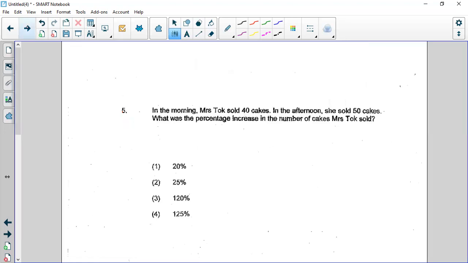Okay, in the morning, Mrs. Stock sold 40 cakes. In the afternoon, she sold 50 cakes. So what was the percentage increase? Now this one you must know how to do already. We have done a lot of this already. So to get the percentage increase, you must get your fraction. The numerator is the increase. So what is the increase? From 40 become 50, there is an increase of 10, right? So what is the denominator? The denominator is the number that you start at first. What is the number at the beginning before you increase, which is 40, okay?